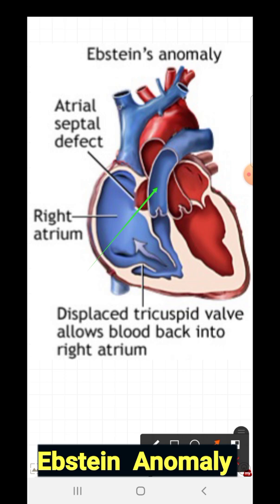In ECG, there are prominent P waves, P mitrale, right bundle branch block, and WPW syndrome-like conduction abnormalities may be seen. In X-ray, huge cardiac enlargement and oligemic lung fields are seen.